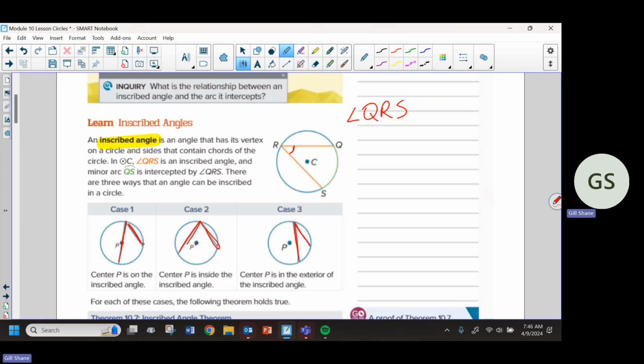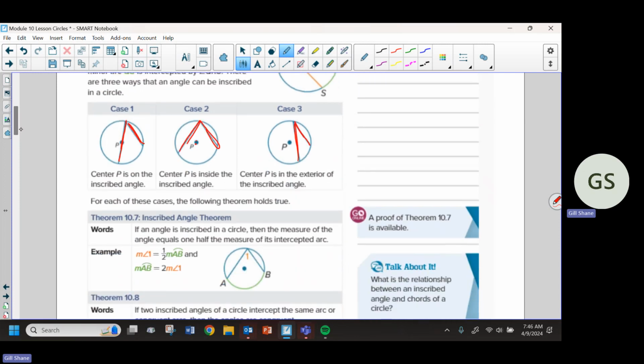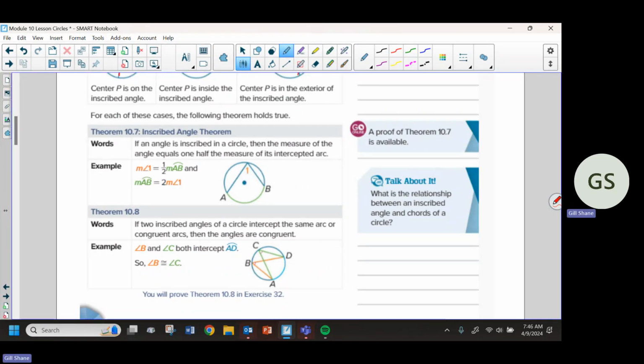or we might create an inscribed angle where the center of the circle is outside of it. I don't know why they're even going over that, because this next theorem is true for all of them. I don't know why they're breaking out those cases. It's nothing different between the three. There's not even a name for them, so I don't know what they're doing with that. Here's the main thing, though.